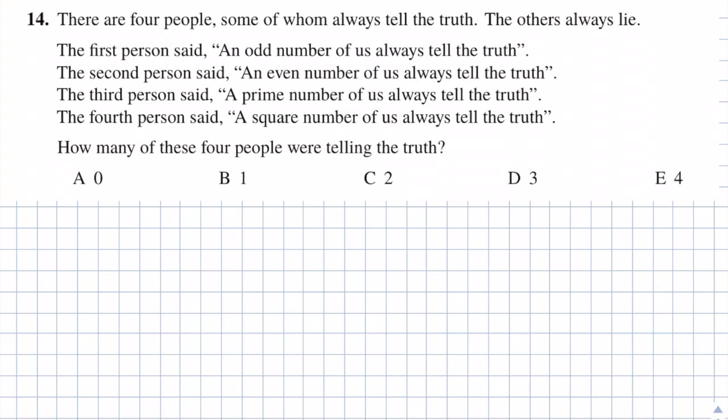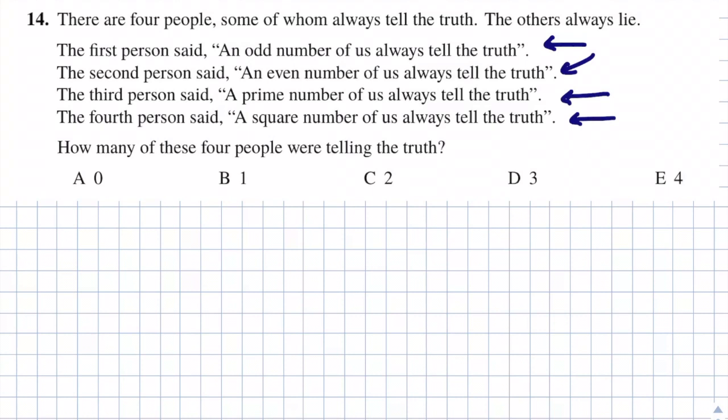So, if we have a look at these first 2 statements, the first person says an odd number of us always tell the truth, and then the second person says an even number of us always tell the truth. Well, we know that an integer cannot be odd and even. It has to be one or the other. So what we can say is we can make the assumption that exactly one of them is telling the truth, whether that's the first person or the second person.